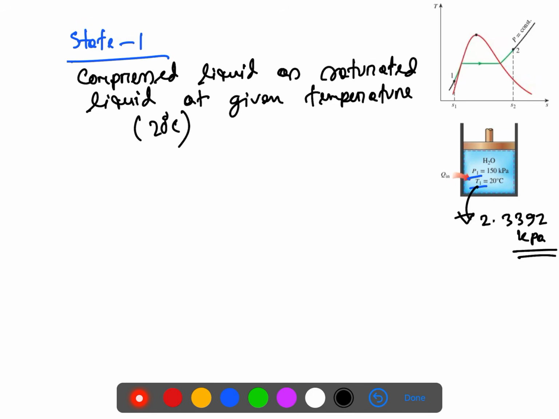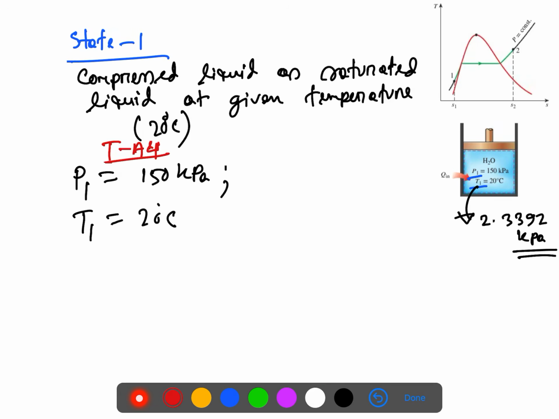So what I said, guys, as the water exists as compressed liquid at the initial state, the pressure is greater than the saturation pressure at 20 degrees centigrade, so we approximate the compressed liquid as saturated liquid at 20 degrees centigrade. So for state 1, we know the pressure P1 equals 150 kPa, and T1 equals 20 degrees centigrade. So for this P1, in this case, we will actually use the table A4.